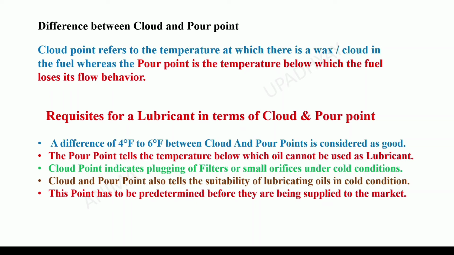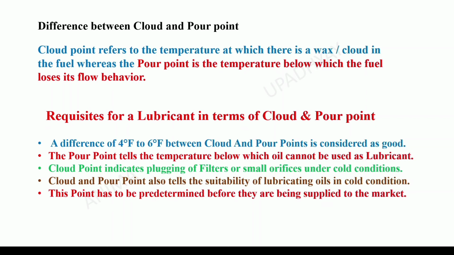When the cloud point is reached, the oil becomes translucent, that is, a precipitate or haziness appears in the lubricating oil. But at the pour point, if the glass jar is tilted, the oil will not flow, it will stop showing its flowing behavior, and that is recorded as the pour point, where it loses its flowing property.